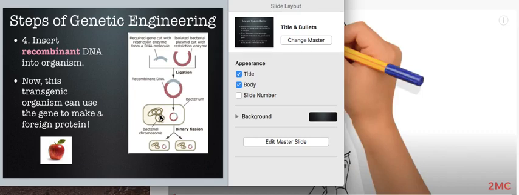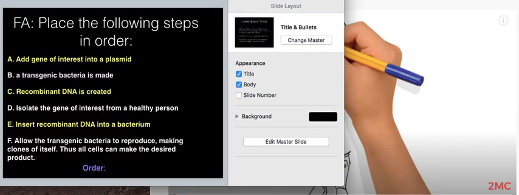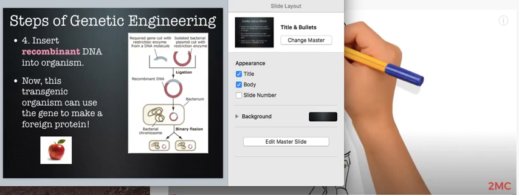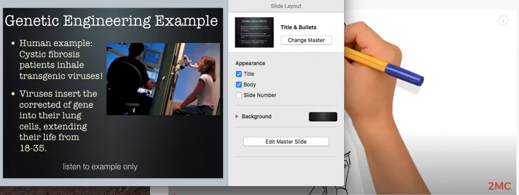Bacteria will reproduce themselves every 20 minutes. And then we have these cells, and in this particular case, these cells will make a protein, whatever this gene of interest is that we inserted in there. So the example that I used here is cystic fibrosis.